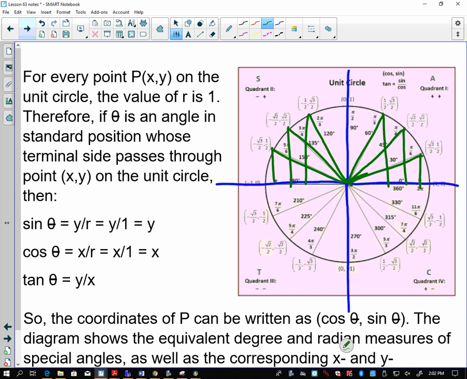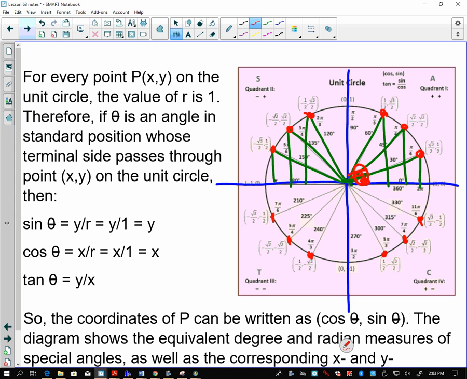Okay, anyway. All right, so for every point P (x, y) on the unit circle, so those points that they're talking about are these points right here. Okay, so on and so forth, all the way around. And these are certainly not the only points, but these are the most common points. Okay? So for every point P on the unit circle, the value of r is 1 because r is my radius. Okay? Therefore, theta is an angle in standard position. So theta is any of those angles. Okay?